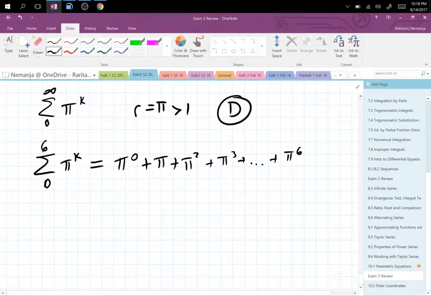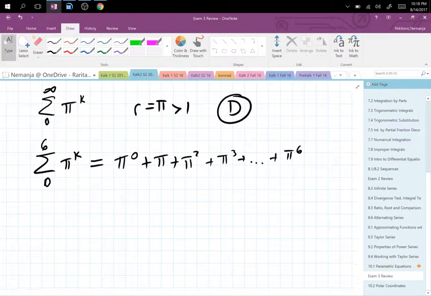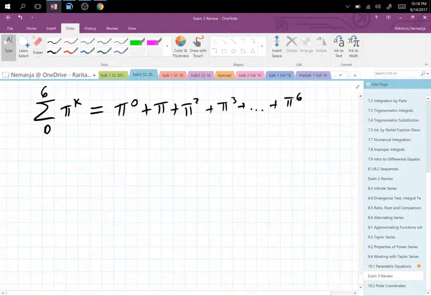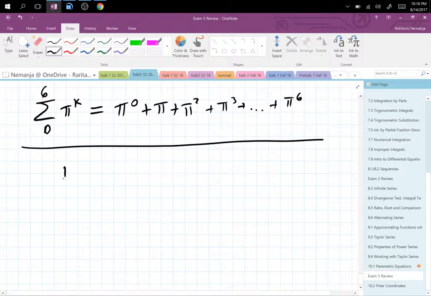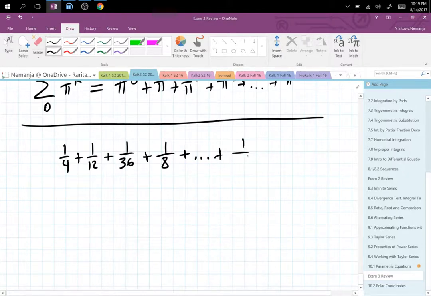Okay. I have a lot of other examples. Basically, I hid in my bedroom last night and did a lot of examples. I honestly have some more examples from chapter 8.3, like this one, number 17. What does it say? It says 1/4 plus 1/12 plus 1/36 plus 1/8 plus dot dot dot plus 1 divided by 2,916.